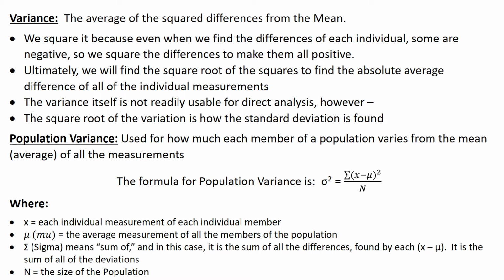And do not be afraid of this formula. All that's saying is x minus mu, that is the individual component minus the mean, x minus mu, squared. And then we sum those all up. That's what the sigma means. Divide by the number of samples. And we're going to go through this in a second.